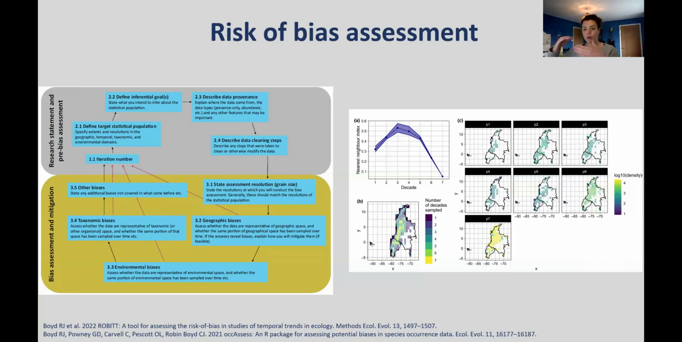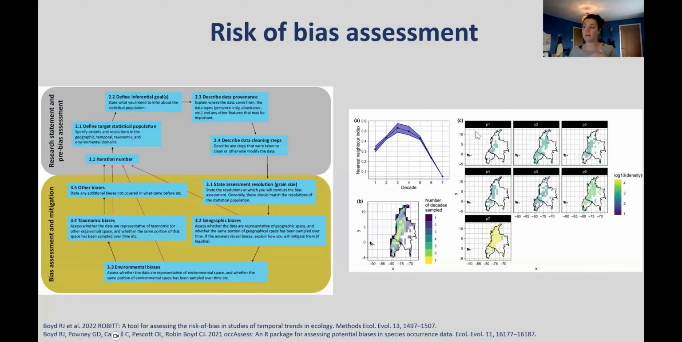And then it's all about going through different steps to describe the data and the data manipulation that you do and the data cleaning process, as well as understanding the different geographic, environmental, taxonomic, and other biases. And what you see here on the right is the output from a piece of software that my colleagues developed called OCASS, which is an R package that helps us to derive and extract these heuristics and summary statistics from the data sets.